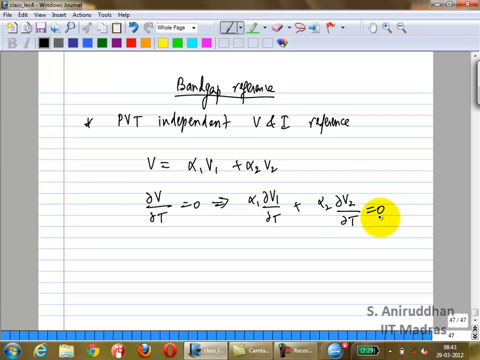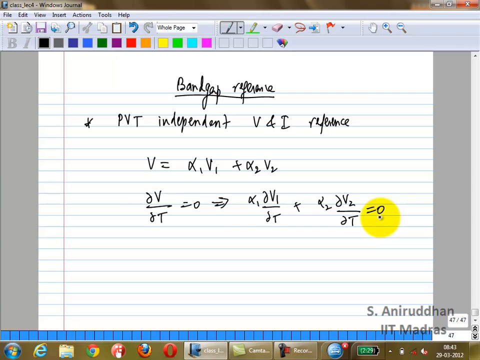So what does this mean? I have alpha 1 ∂V1/∂T plus alpha 2 ∂V2/∂T equal to 0. In other words, I need to create two voltages. One of them needs to have a positive temperature coefficient, the other a negative temperature coefficient, so that when I take a linear combination of them, it is insensitive to temperature.